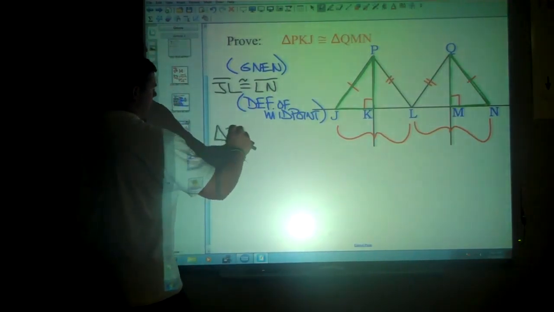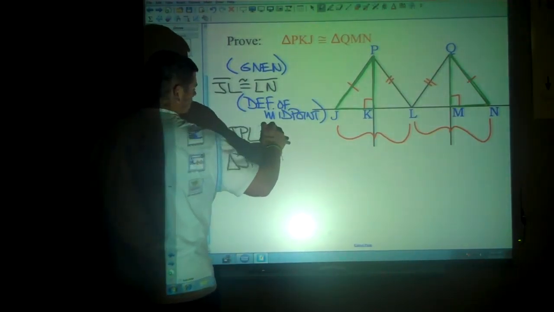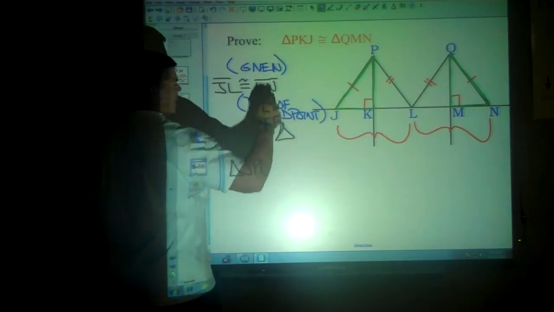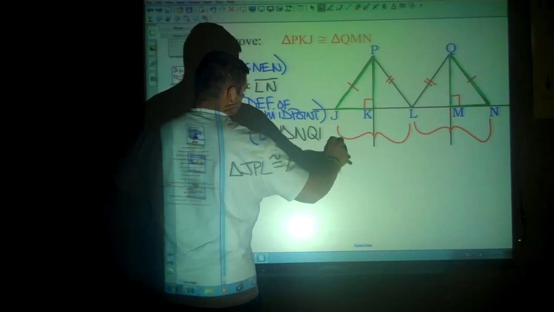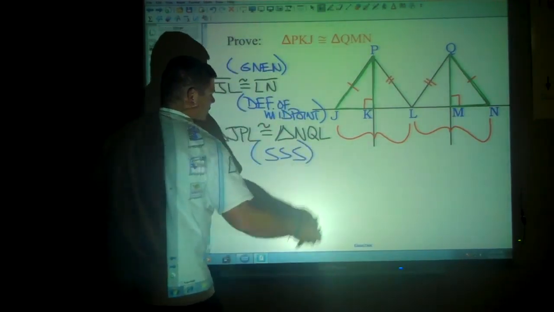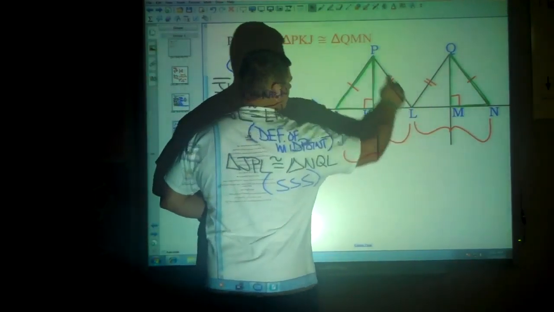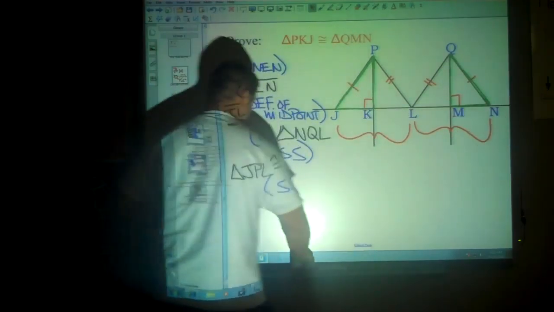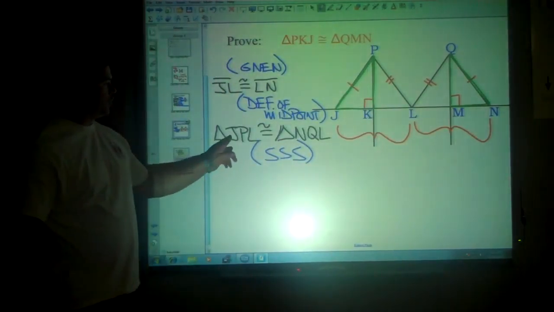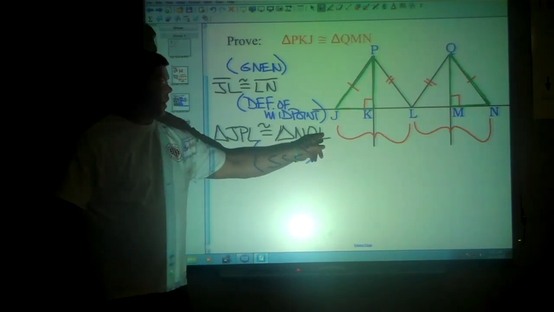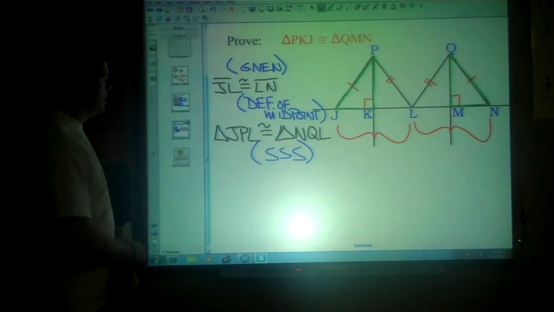So triangle JPL is congruent to triangle NQL. And the reason for that is side, side, side. I've got one side, two sides, three sides that match up with one side, two sides, three sides. And remember, I put them in a specific order on purpose. J matches up with N, P matches up with Q, and L matches up with L. You've got to make sure that that order is pretty important.